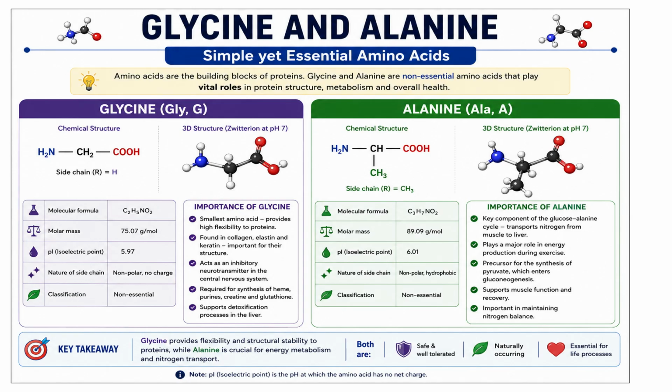The liver converts alanine to pyruvate, which can be used for gluconeogenesis, while the nitrogen enters the urea cycle for disposal. Alanine therefore helps connect muscle metabolism, glucose production, and nitrogen metabolism. Its pI is approximately 6.01. In summary, glycine provides flexibility and structural importance to proteins, whereas alanine is especially important in energy and nitrogen metabolism.